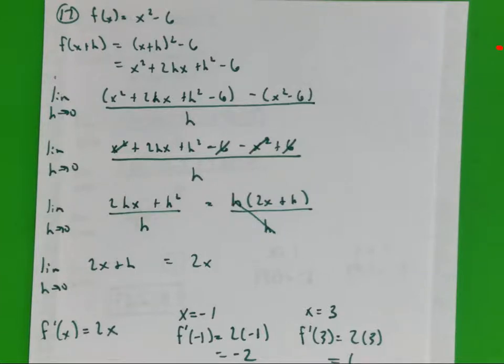I tried direct substitution. It still doesn't work. I'm going to use factor, and I factor out an h on top. Those h's cancel out. I'm left with 2x plus h. Well, now I direct substitute 0 in for h. I get 2x. That's my derivative.